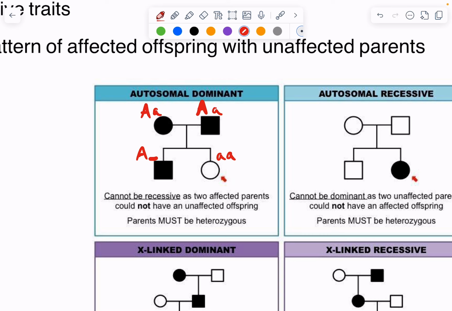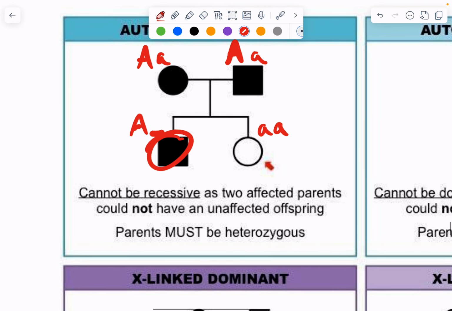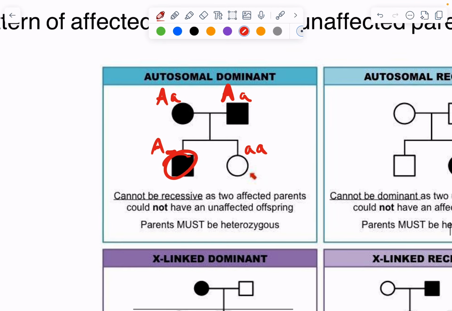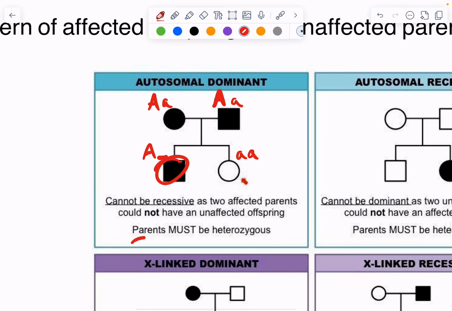Does that mean we know what this other allele is? No, we don't know if it's big A or little a, because we would need them to start having kids to maybe start making some predictions. But with this information, we don't know that son's genotype. So the parents have to be heterozygous in this case.